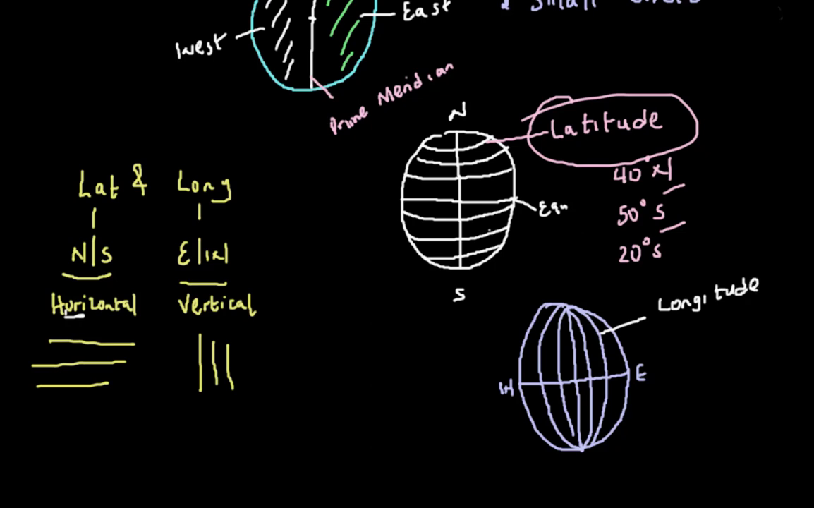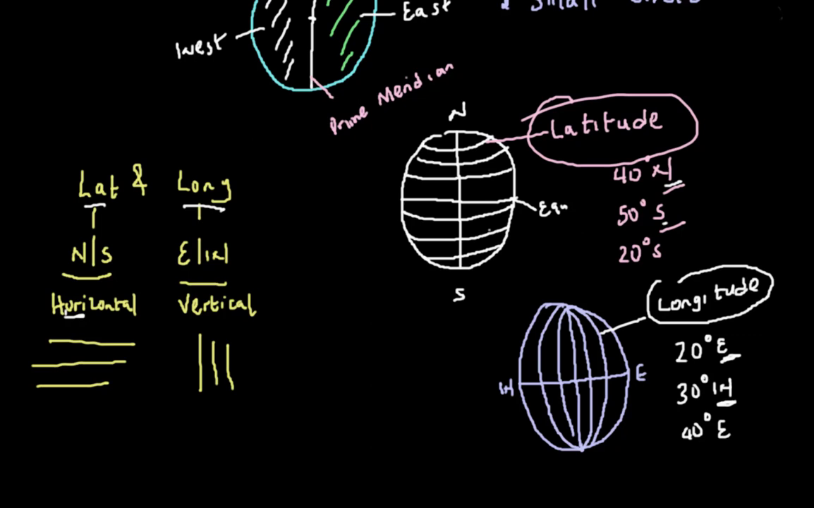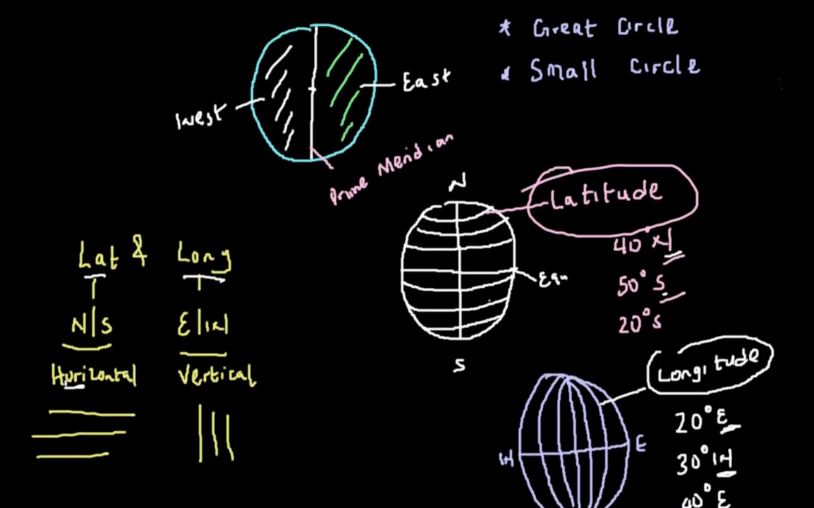Does that make sense? So if you have 20 degrees east, or you have 30 degrees west, or you have 40 degrees east, as long as you see east and west, they signify lines of longitude. I hope you understand that. So north and south signifies latitude, while east and west signifies longitude. Does that make sense?